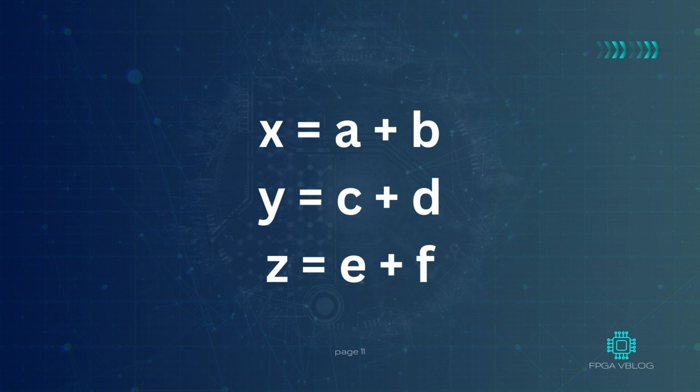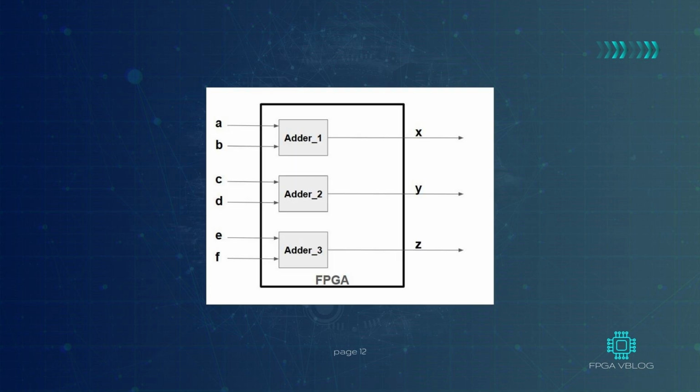We want to make 3 additions. If you want to make it done on FPGA, we can create 3 adders on FPGA, feed the inputs for all the adders, and the adders operate in parallel and output the results at the same time. You can see it is faster and reliable. Next, I will talk about processor architecture and how it performs 3 additions.